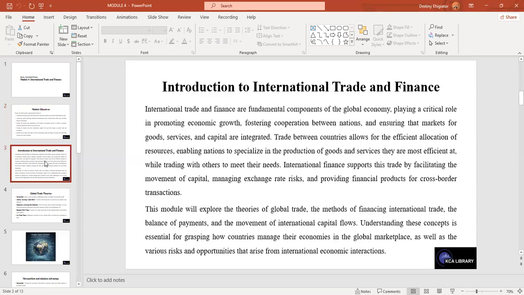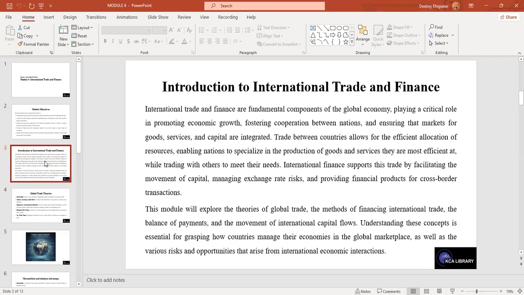By way of introduction, international trade and finance are fundamental components of the global economy, playing a critical role in promoting economic growth, fostering cooperation among nations, and ensuring that markets for goods, services, and capital are integrated. Trade between countries allows for efficient allocation of resources, enabling nations to specialize in production of goods and services they are most efficient at, while trading with others to meet their needs.